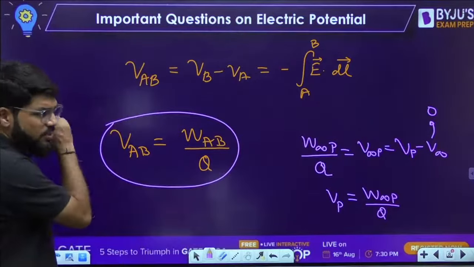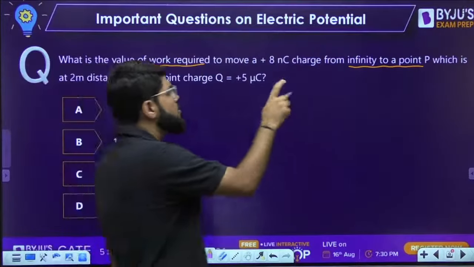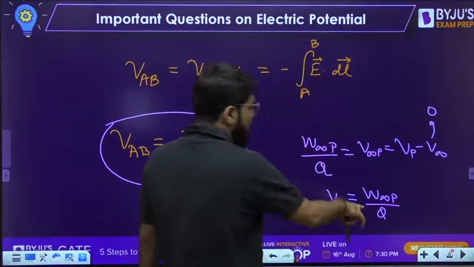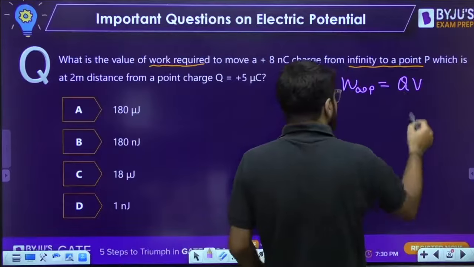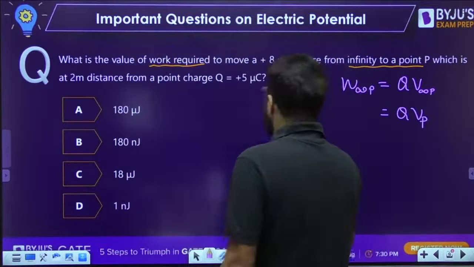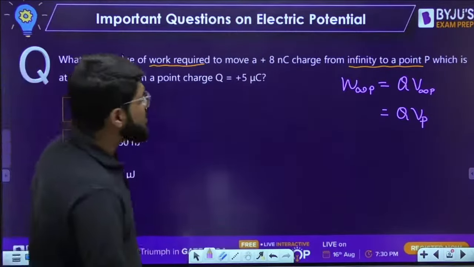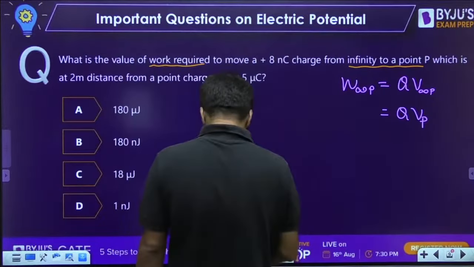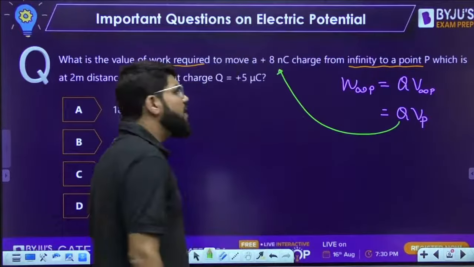Now in the next question, what they are asking is, what is the value of work required to move a 8 nanocoulomb charge from infinity to point P? That means work done from infinity to the point P, and that is nothing but Q into V infinity P, but as I told you, V infinity P is just Vp because potential at infinity is 0. What we need to calculate is QVP. Here Q is the 8 nanocoulomb charge, moved from infinity to a point P.